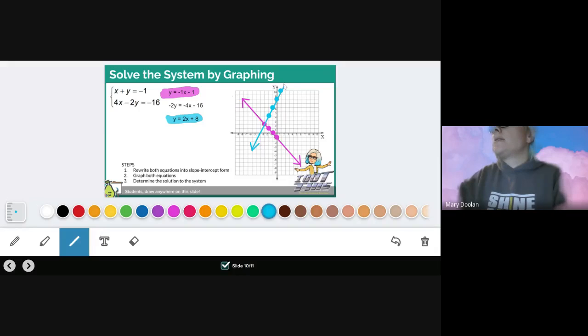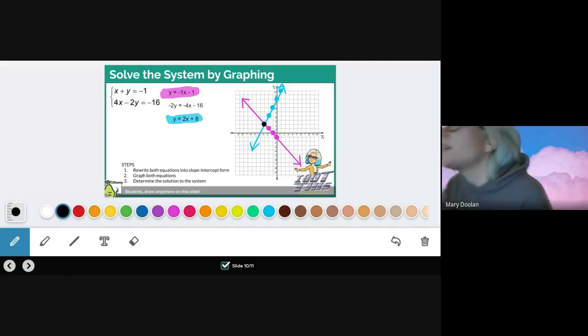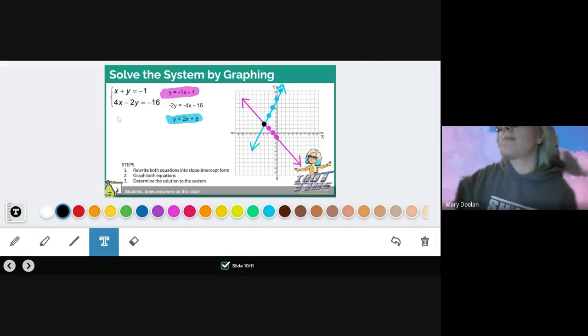It looks as though I have a point of intersection right here, and it looks like my answer is maybe (-3, 2). But that's something I'm definitely going to want to check, because if that is my solution, then it should make both equations true. So I'm going to check that now to see if that really is the solution.